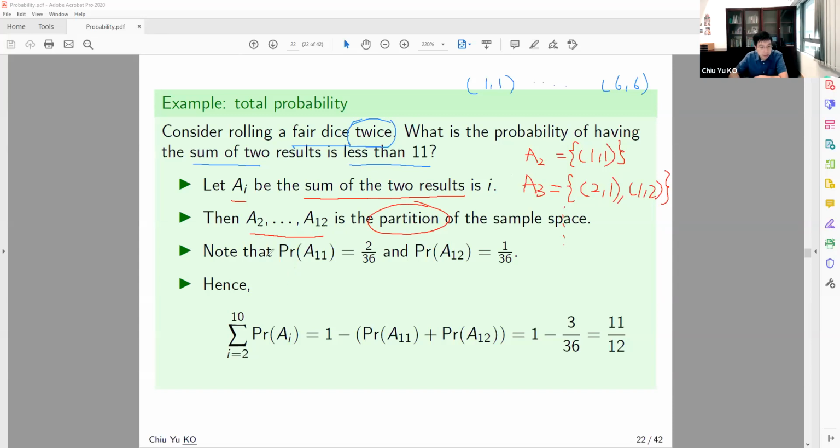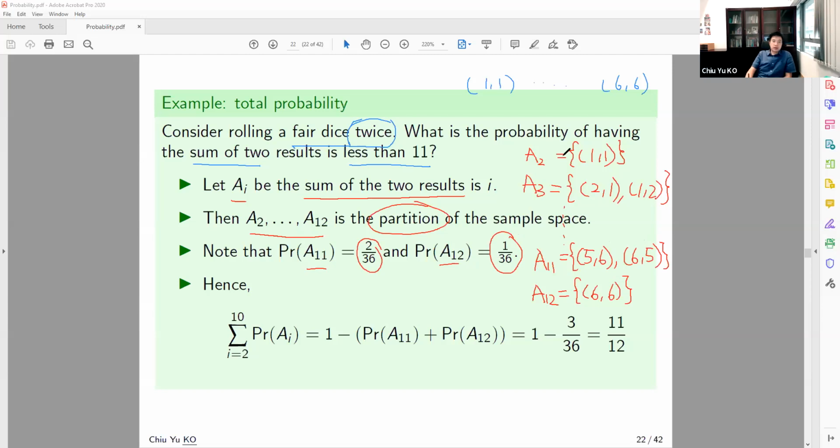Now it is not difficult to see why A11 and A12 are equal to 2 over 36 and 1 over 36. Why? Because A11 and A12 correspond to 2 outcomes. How can you get 12? Must be 6 and 6, right? That is something I think is very intuitive. How can you get 11? Must be either 5 and 6 or 6 and 5. There's no other way you can get it, okay? And we know that there are 36 outcomes. So A12 will be 1 over 36 and A11 will be 2 over 36, okay?